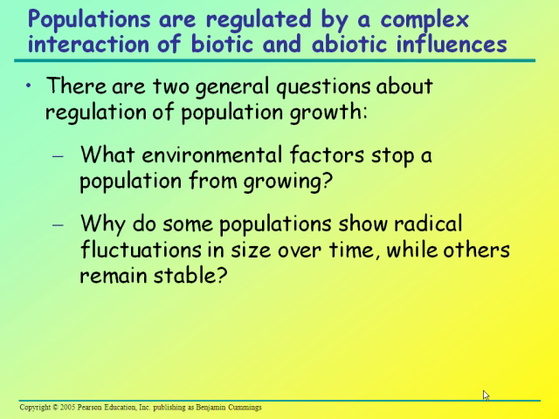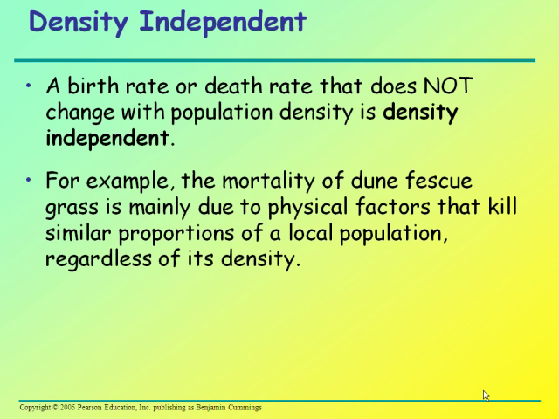So populations of individuals are regulated by an interaction of both live, biotic, and non-live, abiotic, influences. There are two general questions about regulation of population growth: what environmental factors stop a population from growing? That is to be explored. And why do some populations show radical fluctuations in size over time while others remain stable? So you have to look at the interaction of biotic and abiotic influences.